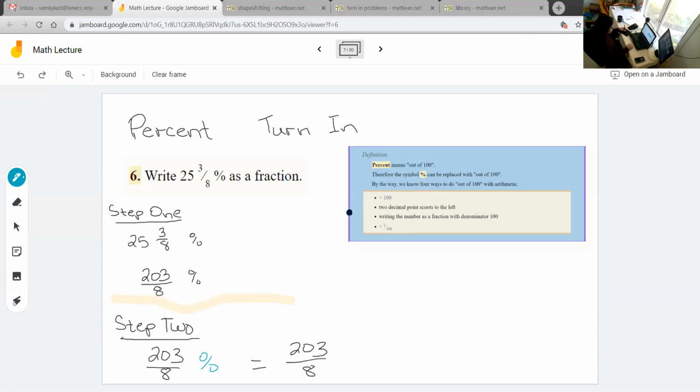I could write it as 2 decimal point scoots to the left, but I don't have any decimal points here to scoot with, so that's not going to help. I could write the whole thing over 100. If I tried that, then that looks kind of awkward. That's not really what I want. So my last option, times 1 over 100, in this case is the nice thing to do. Everyone okay with that step?